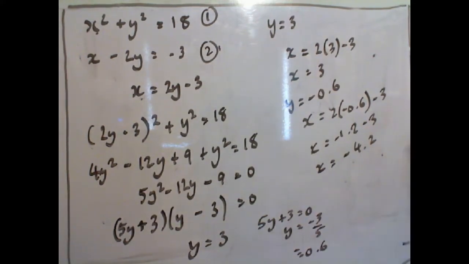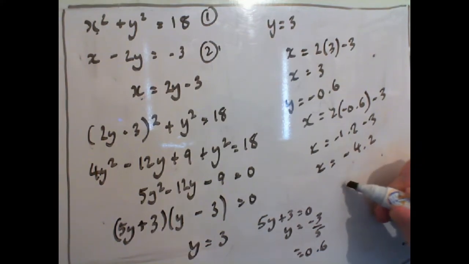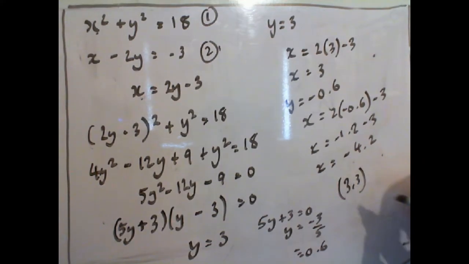So I've got two solutions. When y is 3, x is also 3, and the other solution when x is minus 4.2, y is minus 0.6.